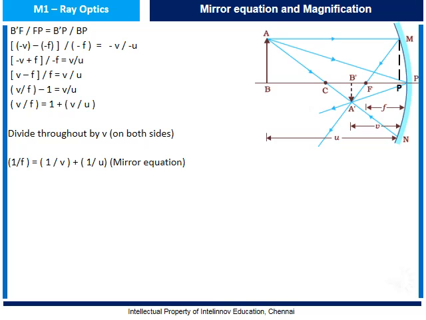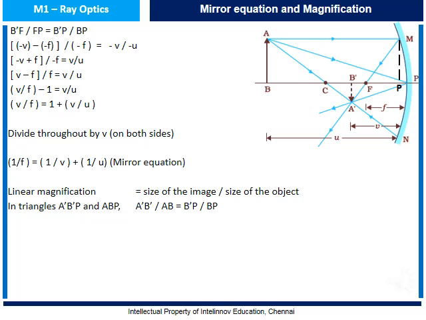Now linear magnification is nothing but size of the image by size of the object. Now in triangles A dash B dash P and ABP, A dash B dash by AB equals B dash P by BP. Since A dash B dash is measured below the principal axis, we have minus H dash, and since the height of the object is measured above the principal axis, we have plus H. Thus minus H dash by H equals minus V by minus U. This gives us H dash by H equals minus V by U.